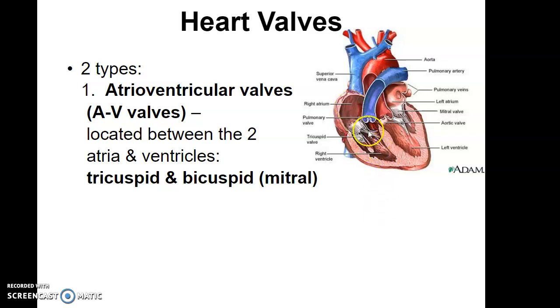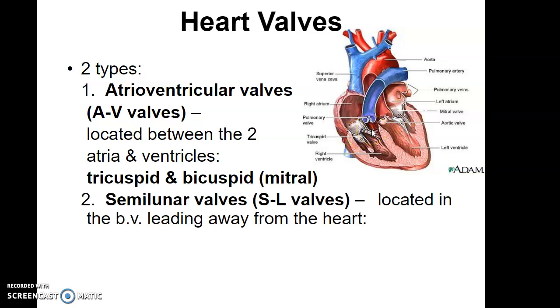So obviously we need some way to make that not happen, and that is where our valves come in. The second set of valves are called the semilunar valves, or the SL valves, and they're located in these two blood vessels here. This is called your pulmonary artery, and anytime you see pulmonary anywhere, that means lungs, okay? So if you heard of someone having a pulmonary embolism, that means they had a blood clot in their lungs. An embolism is a blood clot. So this is a pulmonary artery, so this is called the pulmonary valve.